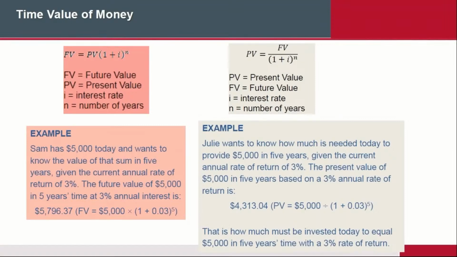Time value of money. The definition of time value of money basically is that $1 today is worth more than $1 tomorrow. The idea behind this, of course, is that inflation erodes the purchasing power. That's why a dollar today buys more than a dollar tomorrow, because a dollar tomorrow, because of inflation, will buy you less. Okay.